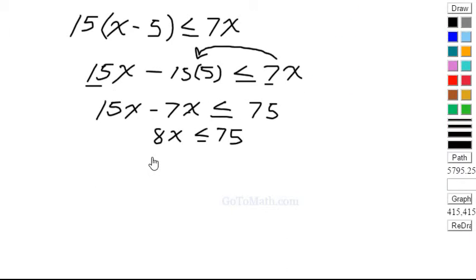All right, hopefully I haven't made any mistakes. Let's multiply by the reciprocal on both sides, 1 over 8 times 1 over 8.